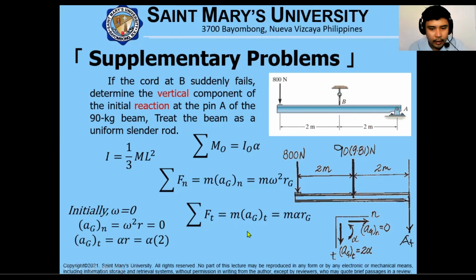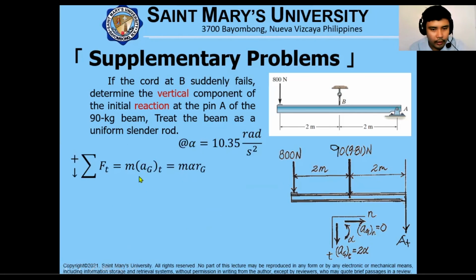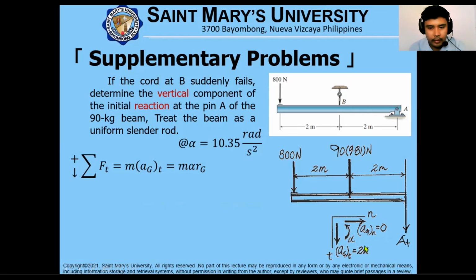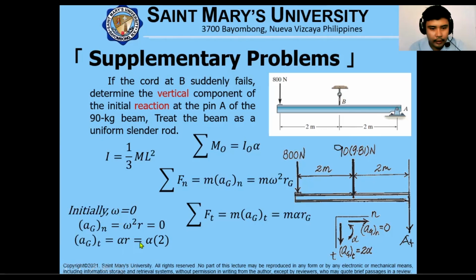So next, continuing with the solution. Substituting the values, the summation of forces along the tangential: 800, then 90, which you can see points directly downward, is equivalent to m, 90, multiplied by alpha and then r_G. So how can we deduce that one? r_G is 2. How did we find 2 here? This one explains that concept.